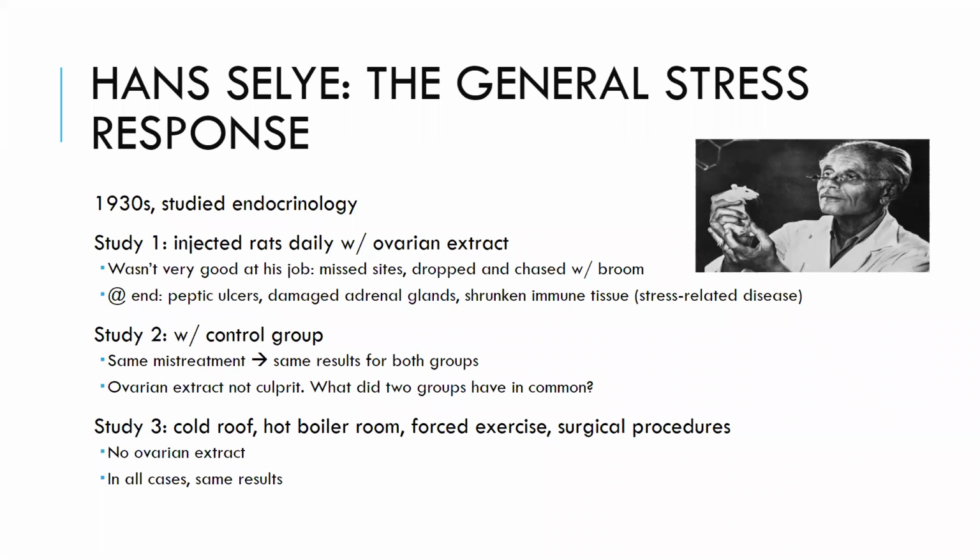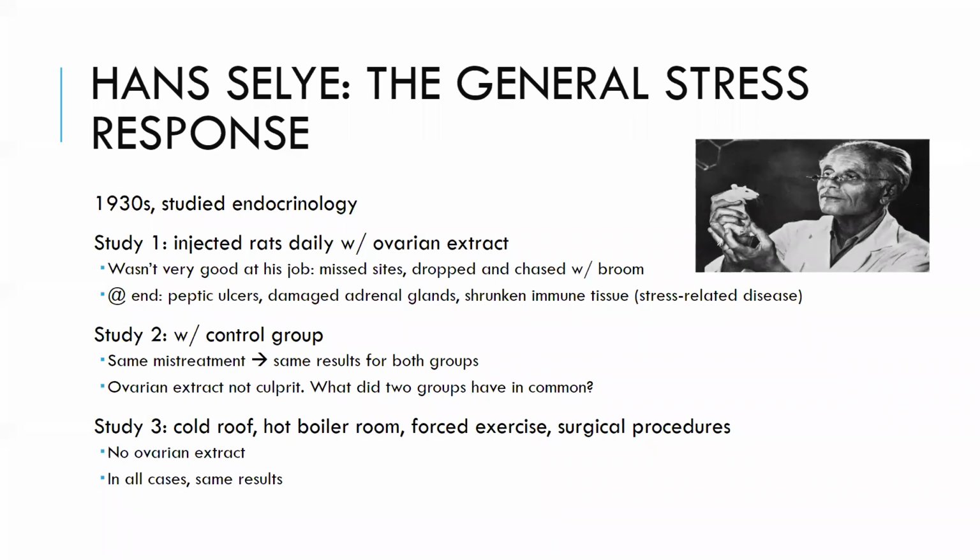At the end of the study, the results were that the rats developed peptic ulcers. They also had damaged adrenal glands and shrunken immune tissue, all things that we now know to be stress-related disease. And at the time, Selye assumed basically that this was due to the extract that he injected the rats with.